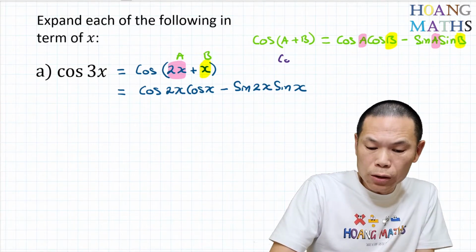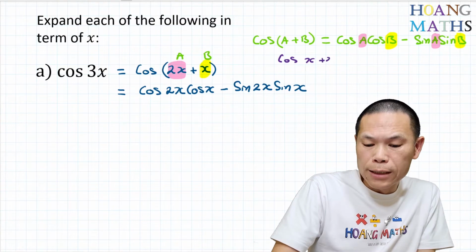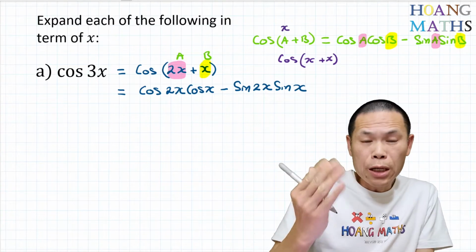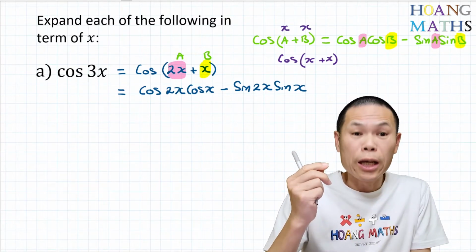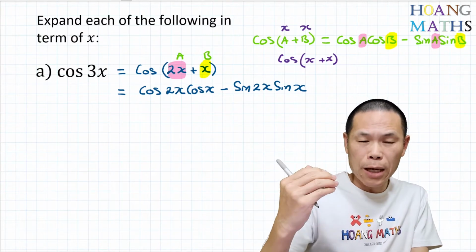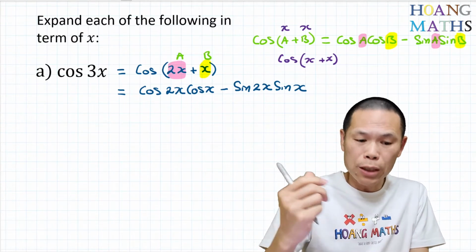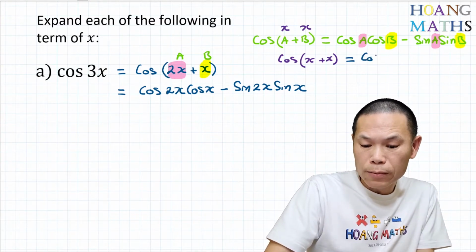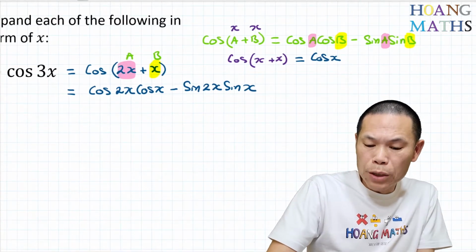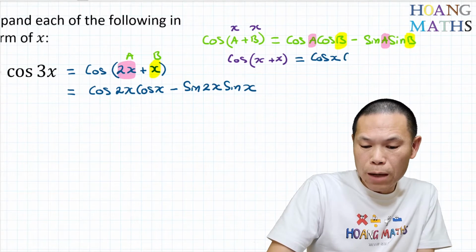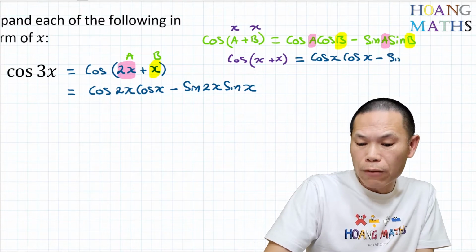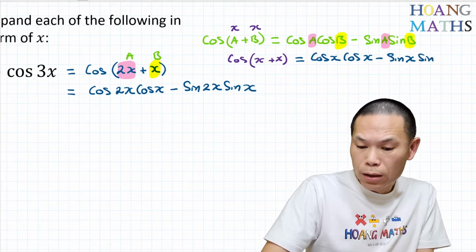So we know cos of 2x is cos of x plus x. Now in this case, a and b are both equal to x because it's x plus x. So now cos of a, which is cos of x, and then times cos of b, b also equal to x, so times cos of x again. Minus sine of a, so a is x, so sine of x. And times sine of b, b also equal to x, so sine of x.